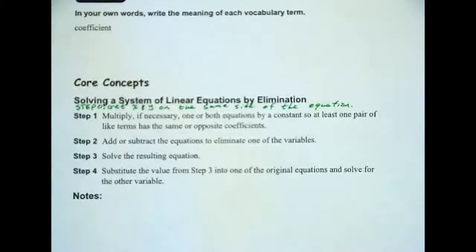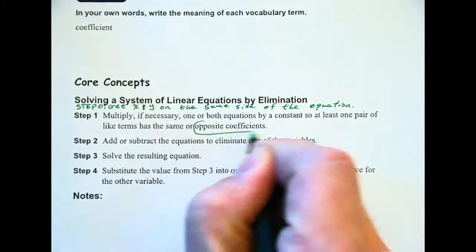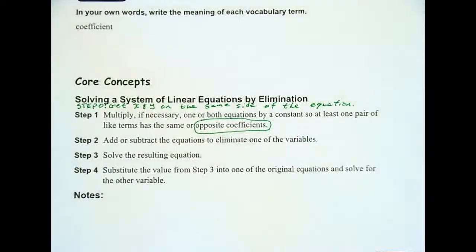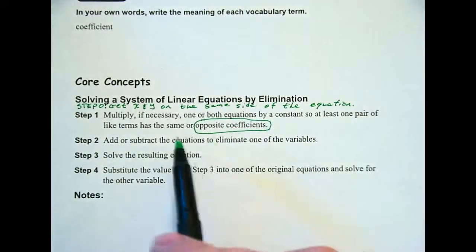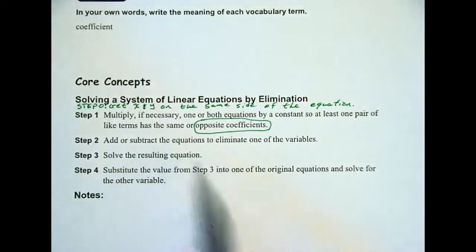Okay? And then we've got our step 1 through 4 there. Multiply if necessary one or both equations by a constant, so at least one pair of like terms has the same or opposite coefficients. I like to have opposite coefficients, so that's the way I'll teach you, but you'll also see using elimination you'll have some teachers that have you do the same and have you do subtraction. I always like adding. It makes it a little easier.